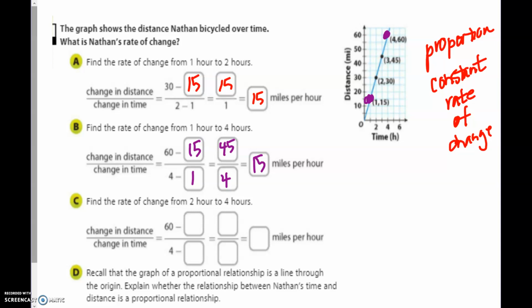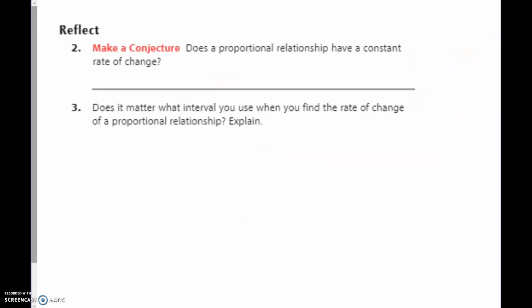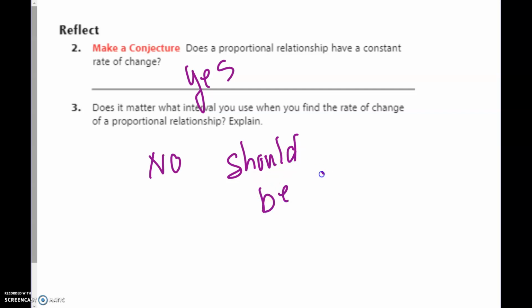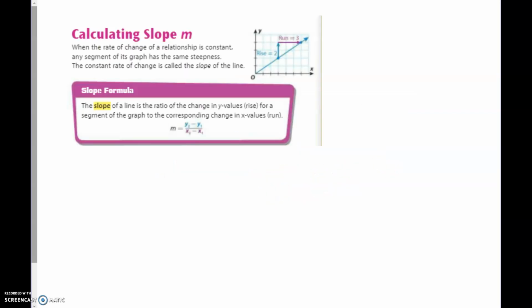All right, moving on. Okay, so does a proportional relationship have a constant rate of change? Yes. And does it matter which interval you use? No, it should be the same. It doesn't matter which two you picked. They should be the same if we're going to have a constant rate of change.